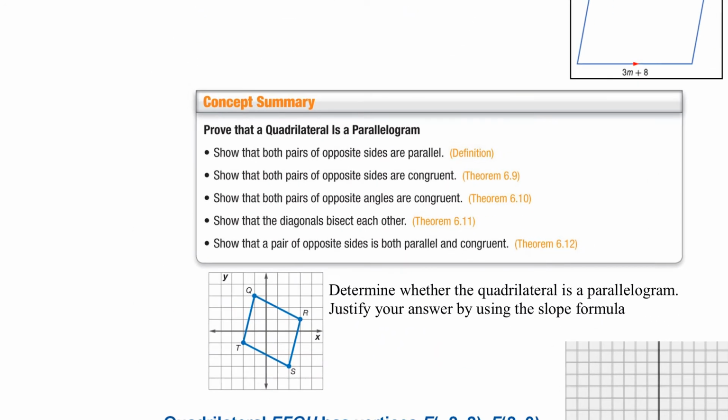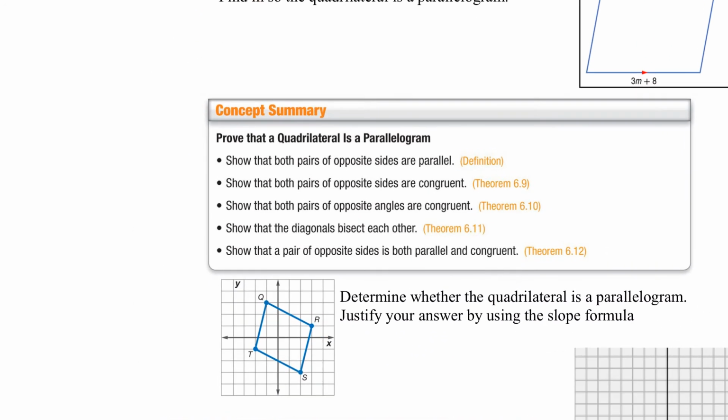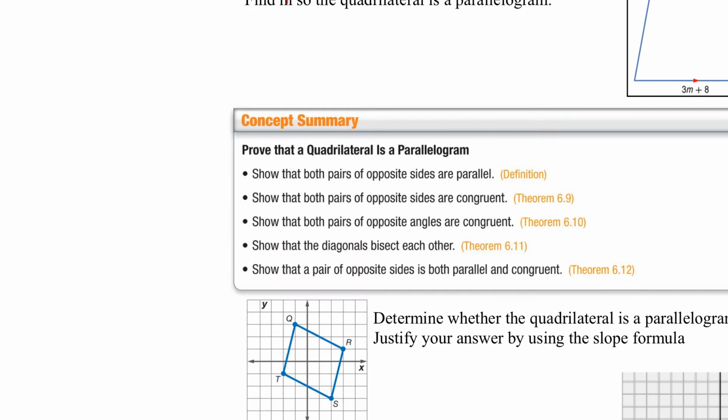Okay, so this last deal here, these are ways for us to prove that a quadrilateral is a parallelogram. So there's several different ways. One way is to show that both pairs of opposite sides are parallel. Another one is to show that both pairs of opposite sides are congruent. Number 3 is show that both pairs of opposite angles are congruent. Next one is show that the diagonals bisect each other, or you could show that a pair of opposite sides are both parallel and congruent.